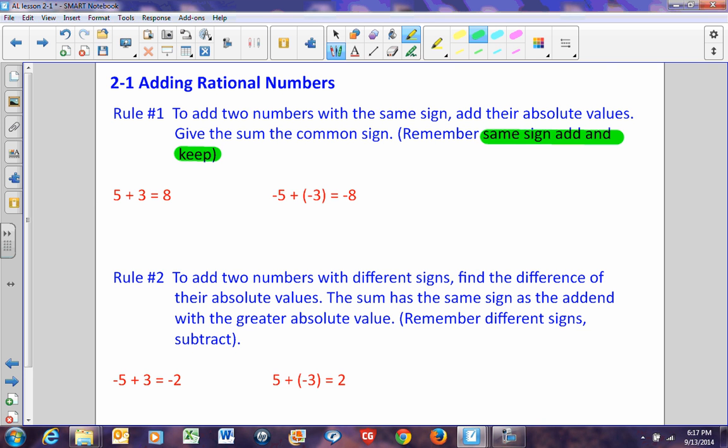For example, if you look at this problem right here, both of these numbers are positive. We add them together, the answer is positive. Both of these numbers here are negative. We add them together. The answer is negative.